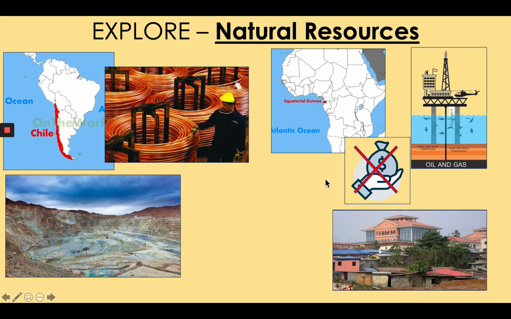So what decides whether natural resources benefit a country or harm it? It turns out the key thing that decides whether a country benefits or loses out from natural resources is what happens in the country before that country discovers the natural resource. Before Chile discovers copper underground, or before Equatorial Guinea discovers oil underground. Here are the key things that decide whether natural resources are good or bad. The first one is the government.